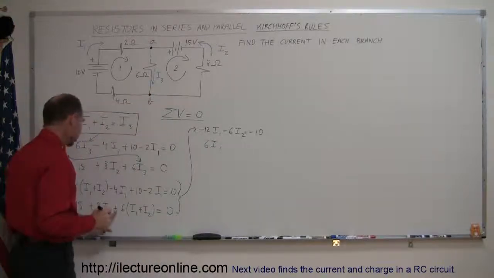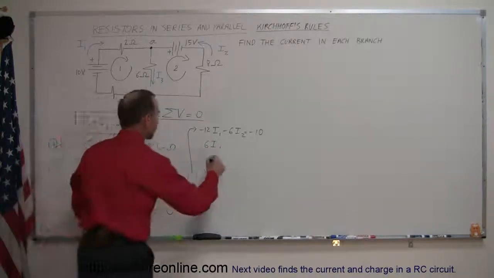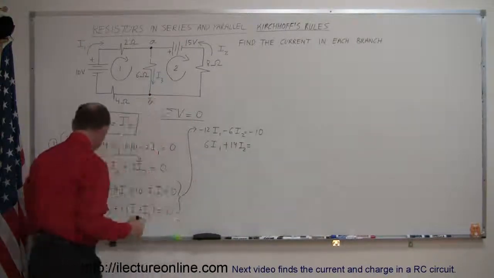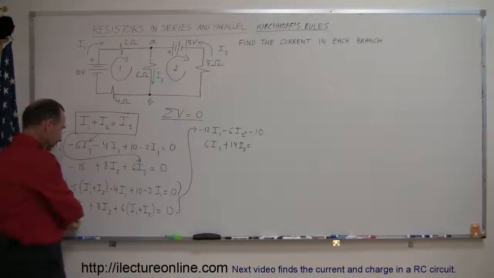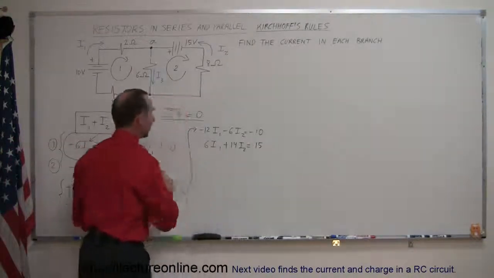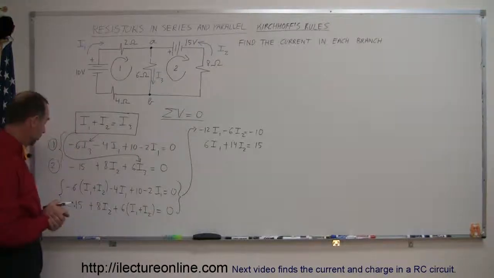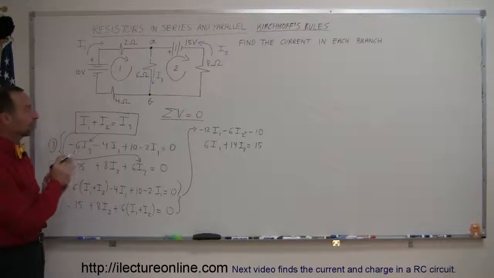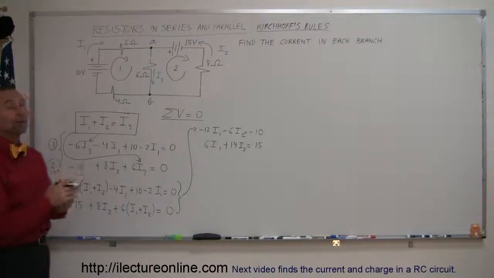Then I have an 8I2 plus 6I2, which is plus 14I2. And then the minus 15 on the left side, the constant, I move to the right side, it becomes a plus 15. There you go. And there are my 2 equations from my 2 loops that are now in a very simplified form. I can now solve those 2 equations for one of the 2 variables.